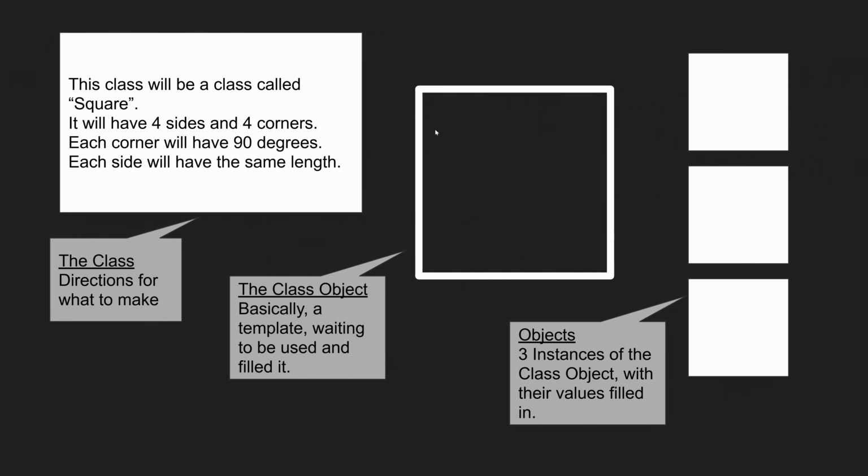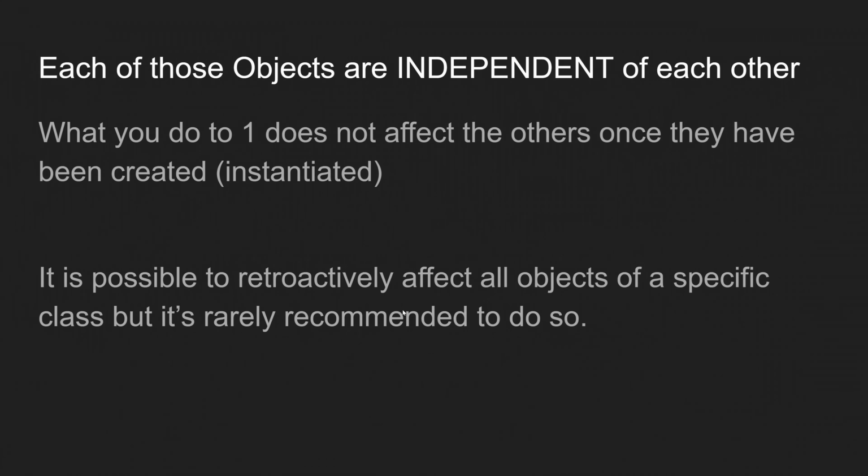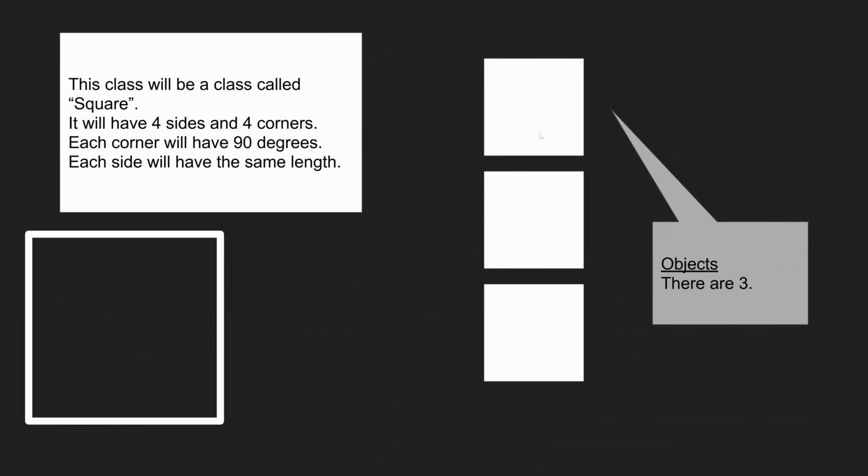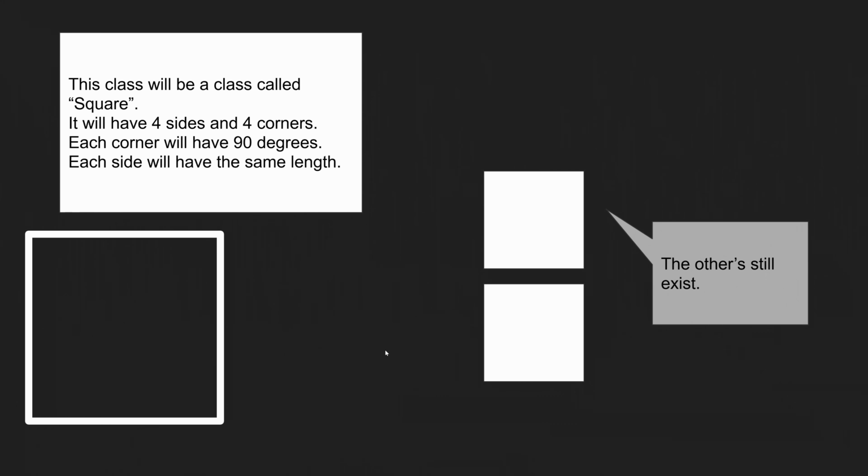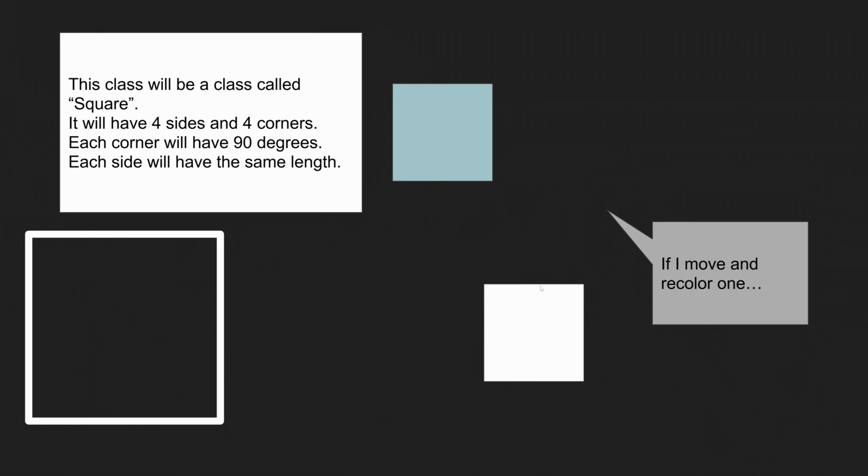That's a little confusing, so oftentimes we just refer to objects as instances of the class. And this class object aspect is something that happens under the hood. Now, each of those objects is independent of each other. We've done this before, but basically what you do to one doesn't affect the others once they've been created or instantiated. So there's 3 objects, delete one of them, the other ones still exist. I make one of them blue and move it, the other ones are still the way they were. They're treated as separate entities.